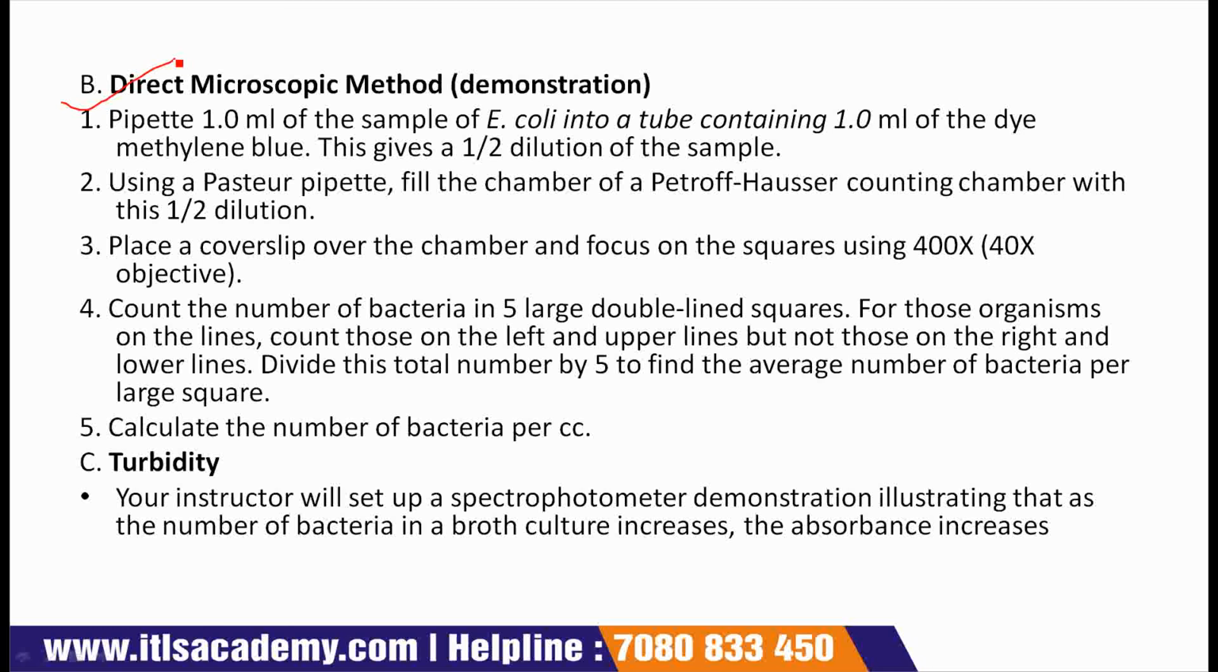Next is direct microscopic method. Point 1 is pipette 1 ml of the sample of E. coli into a tube containing 1 ml of the dye, and the dye is methylene blue. This gives a 1/2 dilution of the sample. Next point, using a Pasteur pipette, fill the chamber of a Petroff-Hausser counting chamber with this 1/2 dilution.